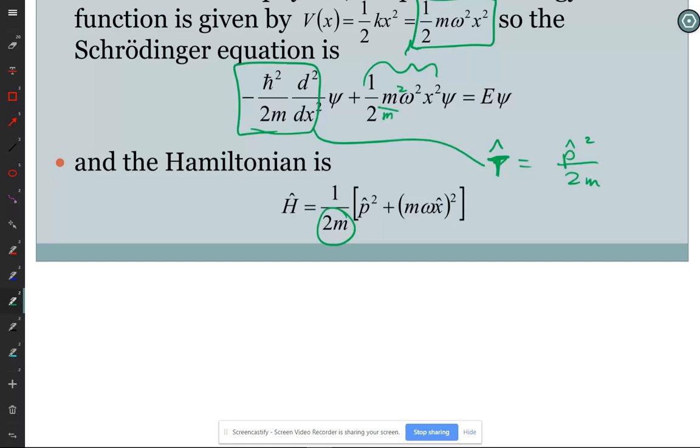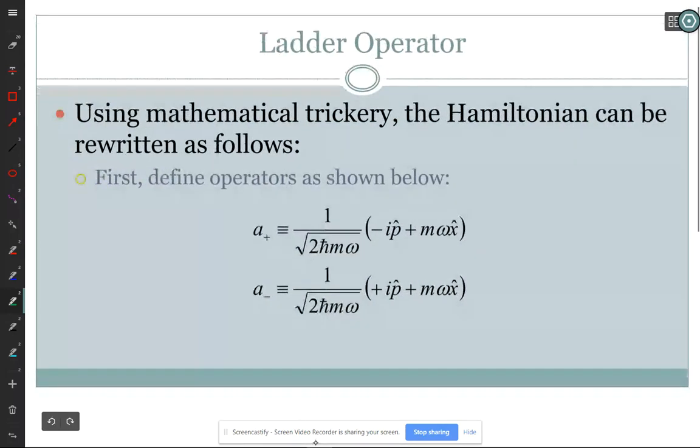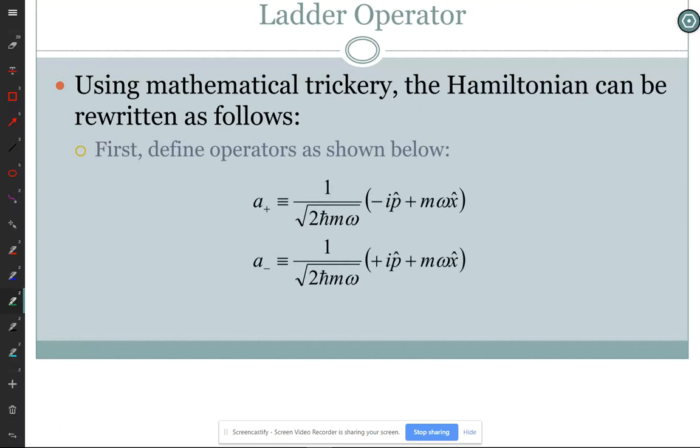Well, we take, as I like to say, a walk on the wild side. Using mathematical trickery, the Hamiltonian can be rewritten as follows. Now, the Hamiltonian is not written on this page. It's about 3 pages later. But this is the beginning part. So we introduce 2 new operators, A with a subscript plus and A with a subscript minus.